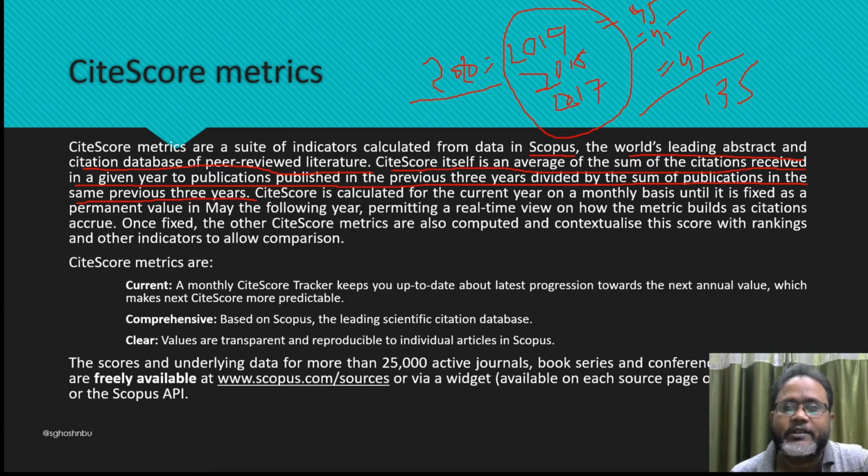It is calculated for the current year on a monthly basis until it is fixed as a permanent value in May of the following year. So 2020 data will be counted every month and finalized in May 2021, permitting a real-time view of how the metric builds as citations occur. Once fixed, these are also computed and contextualized with the ranking of other indicators. So CiteScore metrics are current, multi-scope, comprehensive, based on Scopus, and the values are transparent and reproducible.